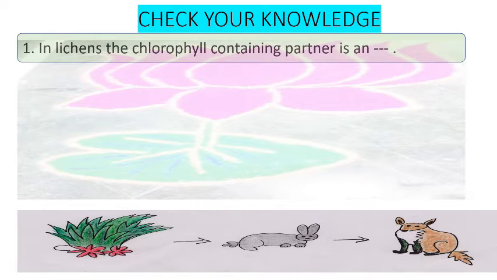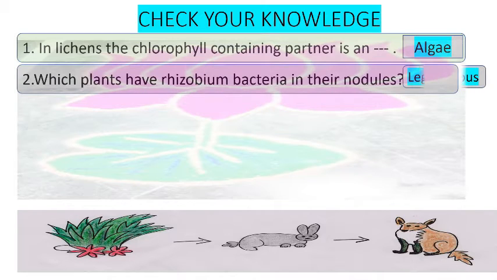Students, you will be able to answer these questions. Question number 1. In lichens, the chlorophyll containing partner is an... Answer is algae. Question number 2. Which plants have rhizobium bacteria in their nodules? Answer is leguminous plants. Question number 3. Name a parasitic plant with yellow and tubular stem.